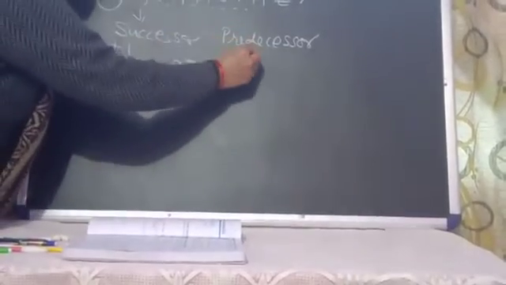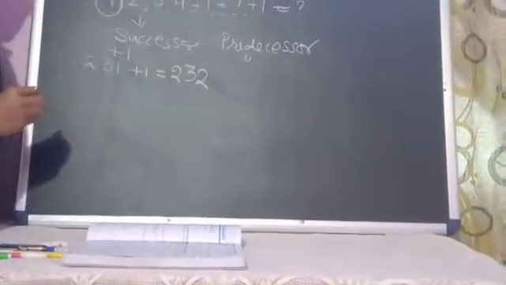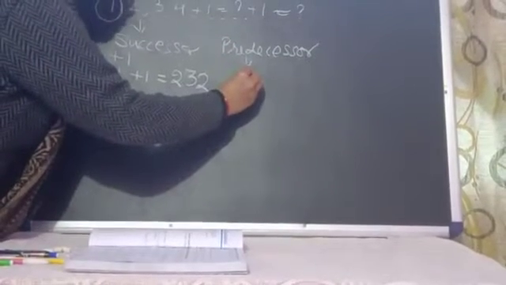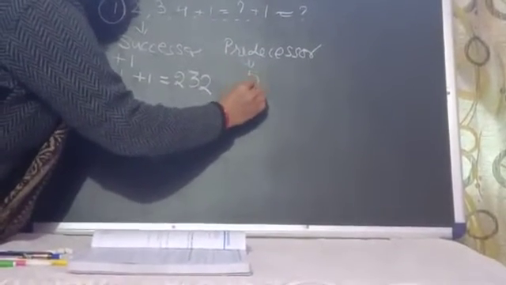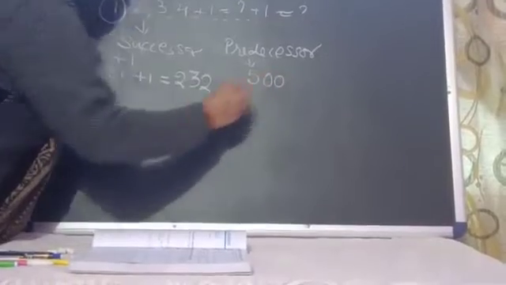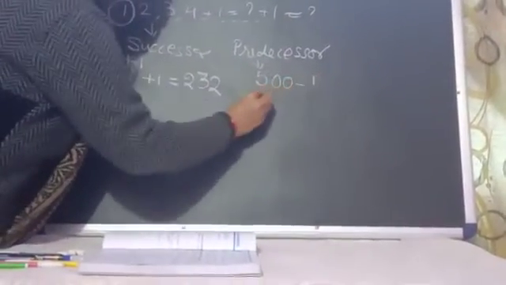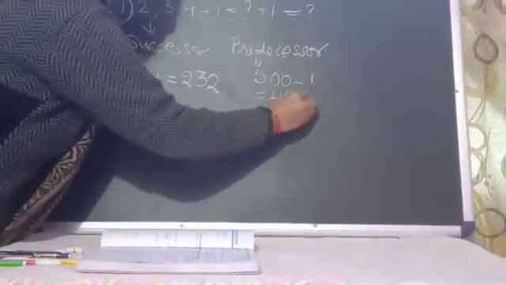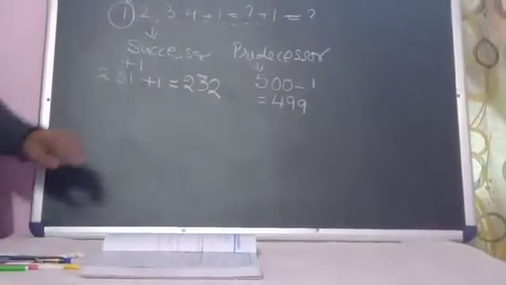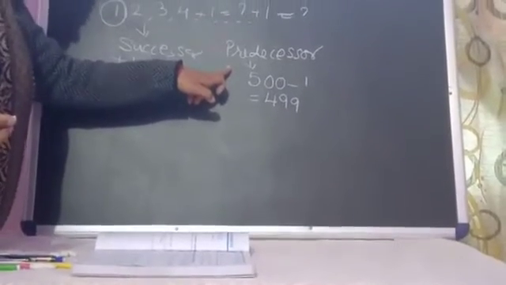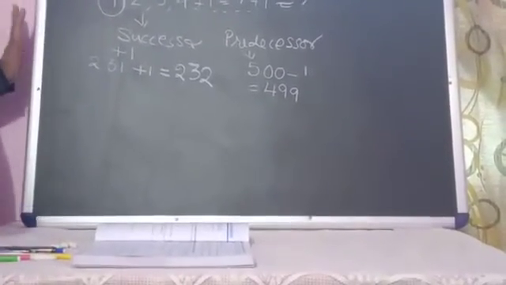Now to get the predecessor, pre means before. So to get the predecessor, we have to do minus 1 from the given natural number. Suppose I have a natural number 500. To get its predecessor, I will be doing 500 minus 1. So I get 499. So I can say that 499 is the predecessor of 500. Okay, this much you know from class 5 also.